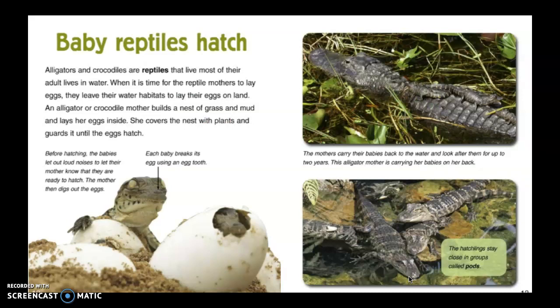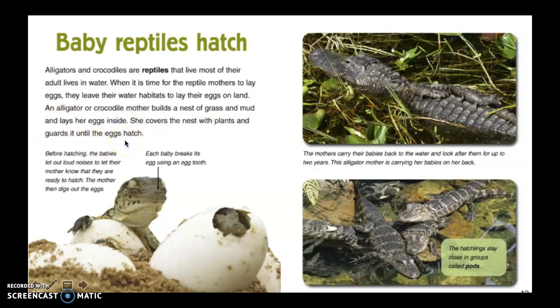We've got this text says, baby reptiles hatch. Alligators and crocodiles are reptiles that live most of their adult lives in water. When it is time for the reptile mothers to lay eggs, they leave their water habitats to lay their eggs on land. An alligator or crocodile mother builds a nest of grass and mud and lays her eggs inside. She covers the nest with plants and guards it until the eggs hatch.